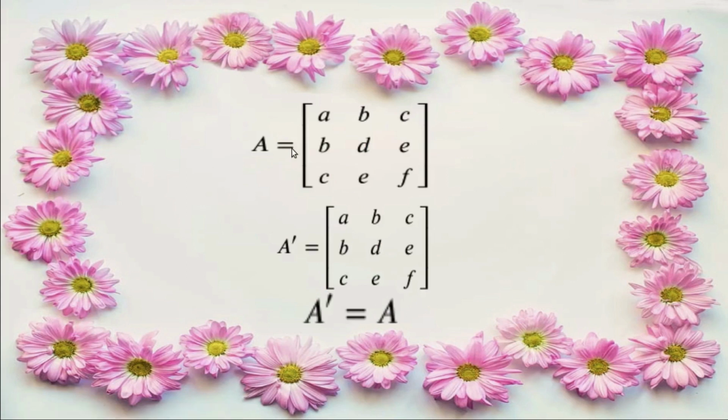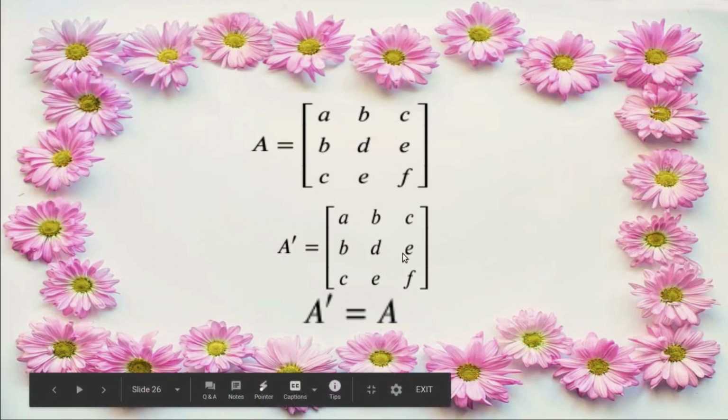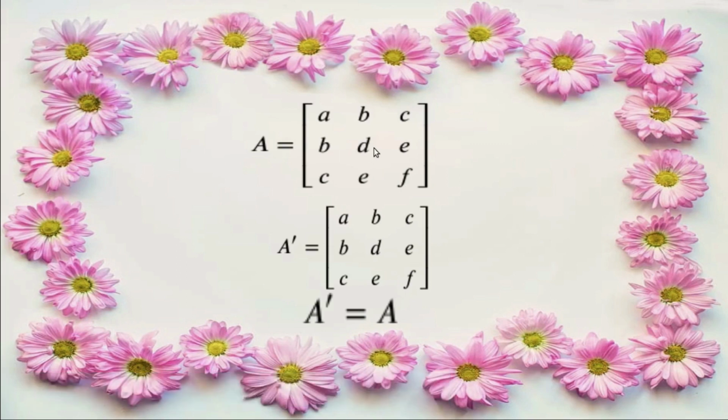Consider a matrix A equal to the matrix ABC, BDE, CEF. Now the transpose is the matrix ABC, BDE, CEF. In this case A transpose equals A, and this A is a symmetric matrix. Now here, in the place A12 we have B, in A21 this place also consists of B, C, C, E, E. Now the elements are symmetric about the main diagonal. So this matrix is said to be a symmetric matrix.